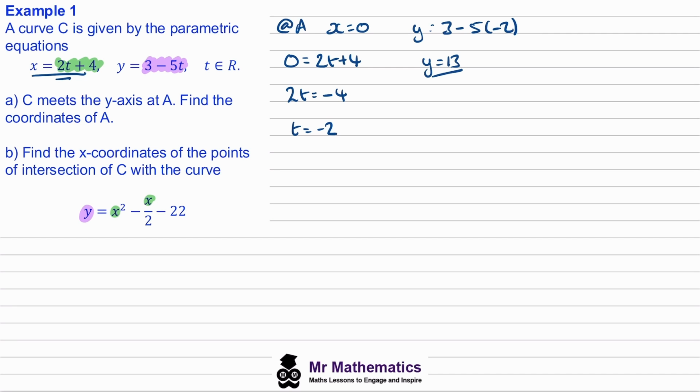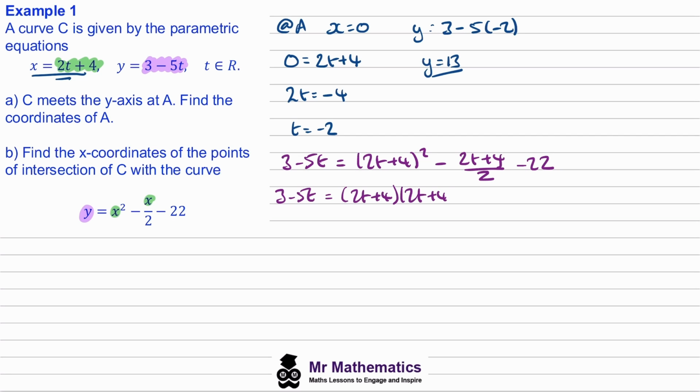So the equation in terms of t will be y will equal x squared minus x over 2 minus 22. We'll expand out this bracket, and we can factor out the 2 from this numerator and simplify it with this 2. So we'll have 3 minus 5t will be 2t plus 4 multiplied by itself, minus the t plus 2. So I'll simplify this fraction and multiply that with negative, minus the 22.